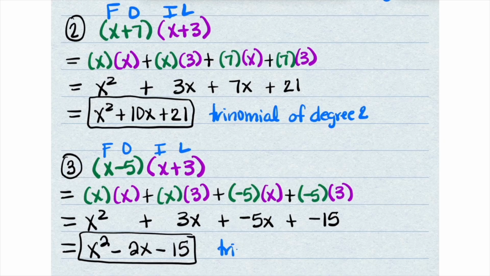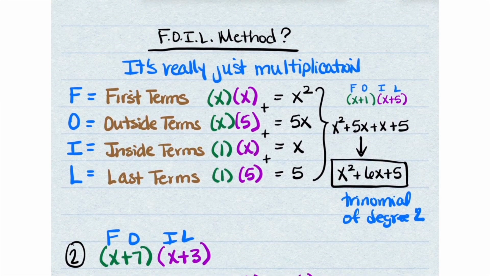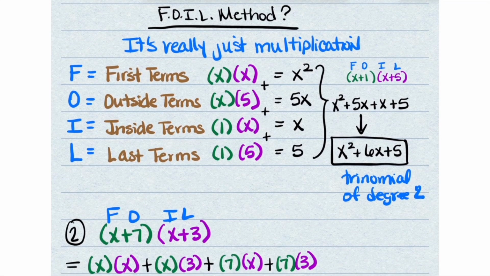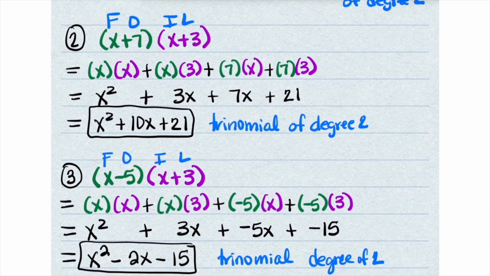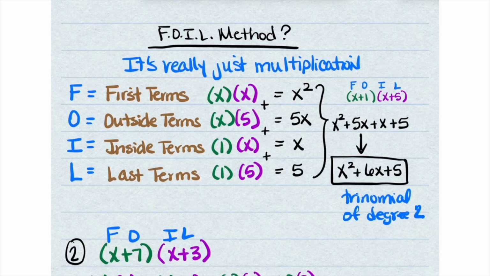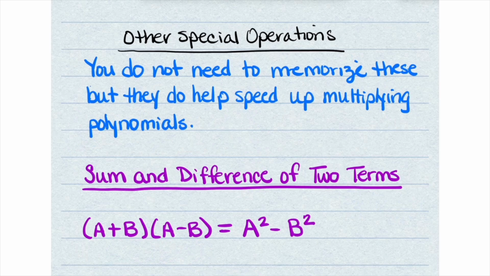And this is a trinomial with a degree of 2. That was sloppy handwriting. Easy? Yeah. Remember, if you can't FOIL or you don't remember FOIL, distributive property until you have it memorized, okay? No shame. Distributive property always works. Cool beans. Let's look at some other special properties or special operations, whatever you want to call them.